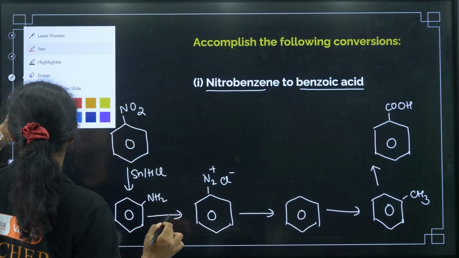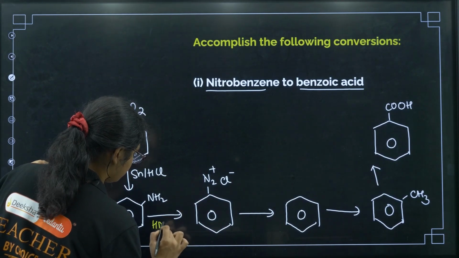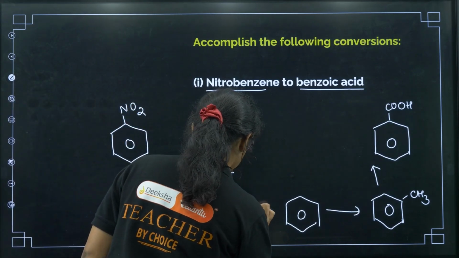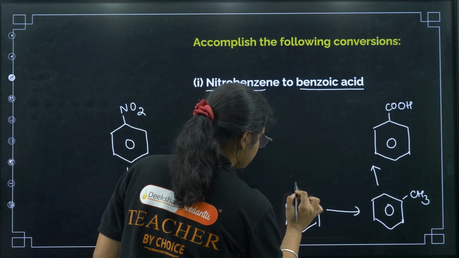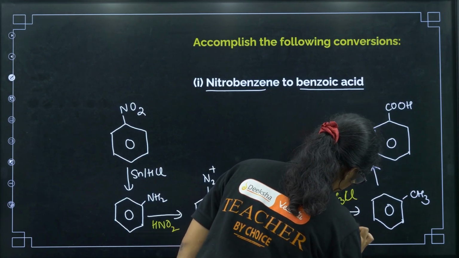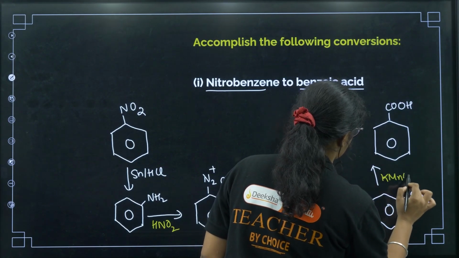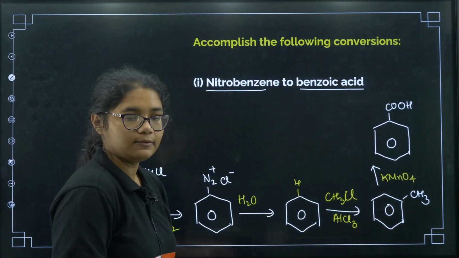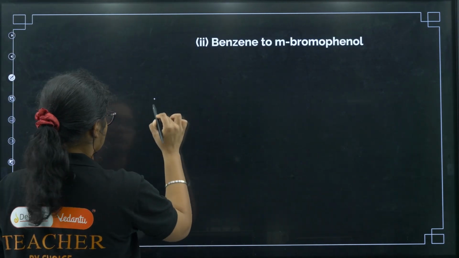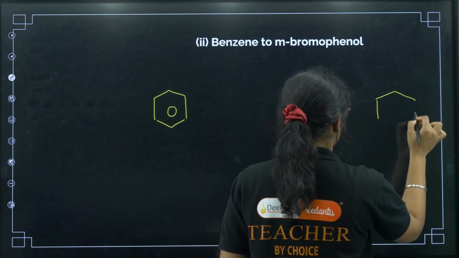Then once I get this NH2, I'll treat it with nitrous acid. Nitrous acid will give you N2+ Cl-. Then you can treat it with water to get one H here. Then you can treat it with CH3Cl and AlCl3, and after that you can use KMnO4. Done.